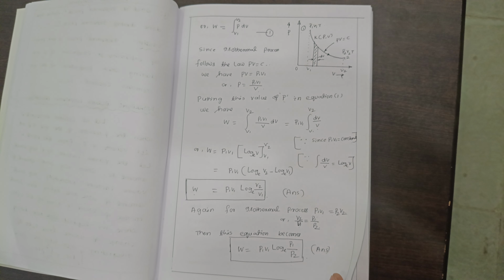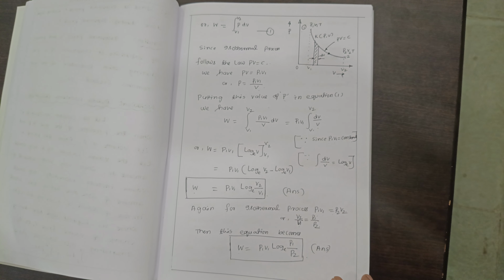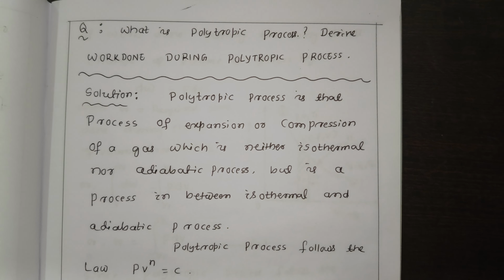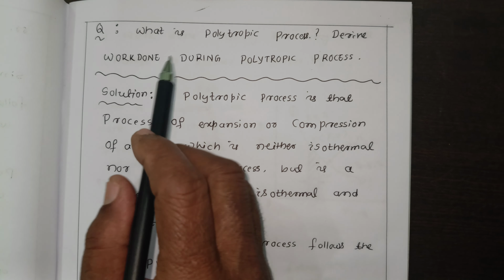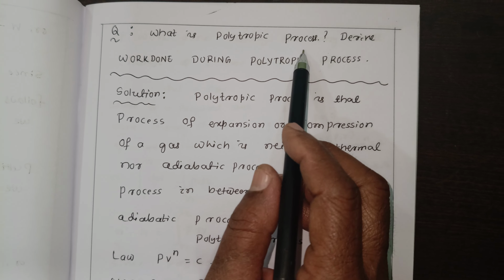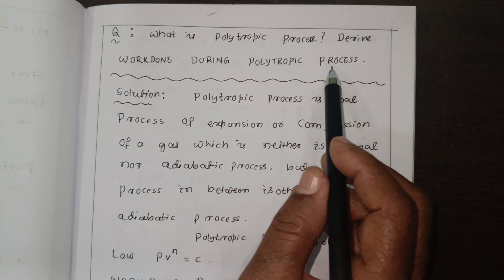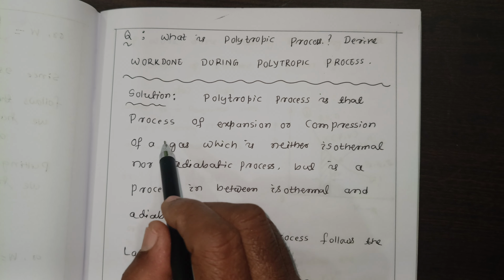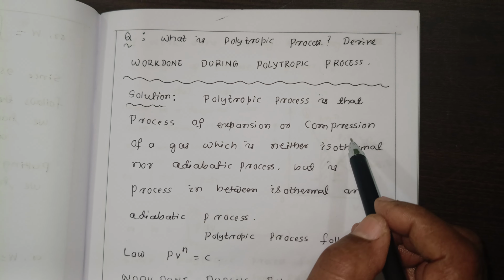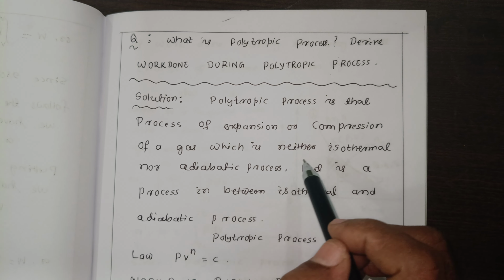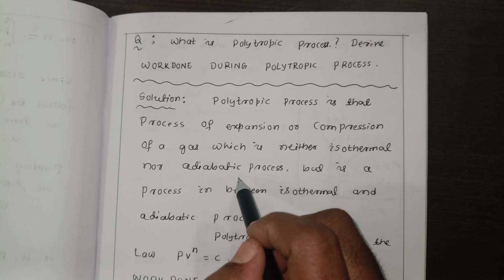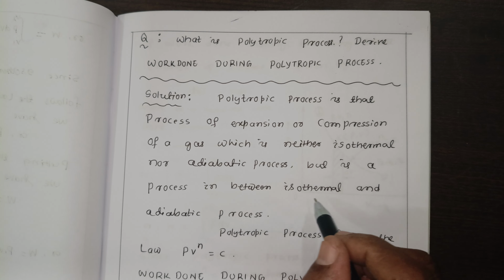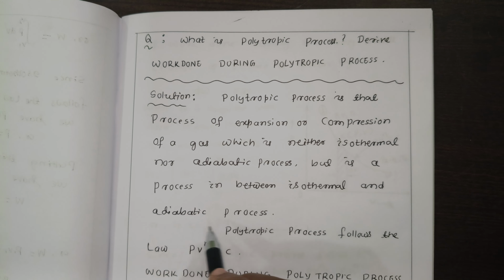Next, I will discuss what is polytropic process and derive the work done during polytropic process. Now, second one is what is polytropic process? Derive work done during polytropic process. You know that polytropic process is that process of expansion or compression of a gas which is neither isothermal nor adiabatic process, but is a process in between isothermal and adiabatic process.